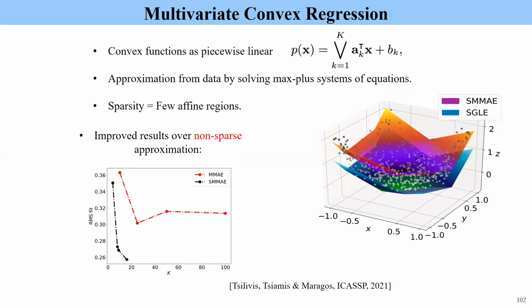Due to lack of time, I cannot explain how one can improve on that by using sparse solutions of these max plus equations. By using sparsity of the max plus solutions, one can come up actually with a smaller number of terms, as you see here in this example of regressing this noisy paraboloid, while keeping the accuracy or the error close to the original.